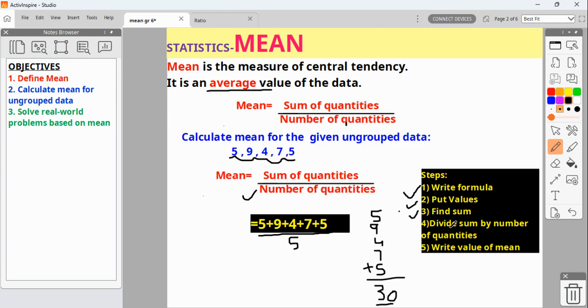Next step is divide sum by number of quantities. So the sum is 30, so it will become 30 by 5 because there are total 5 quantities. That's why our denominator is 5. Now 30 divided by 5, we know very well the answer is 6. It means mean for the given ungrouped data is 6.